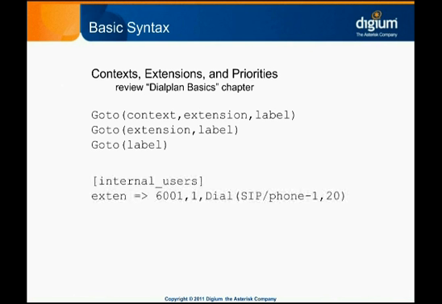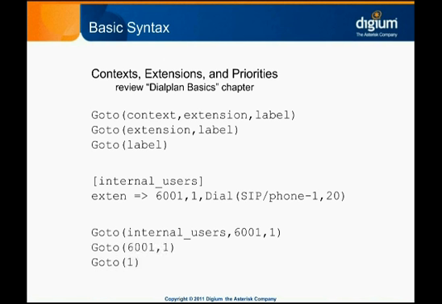Remember, an extension must exist inside of a context, so we can think of the fully qualified name for an extension as extension at context, or 6001@internal_users. Additionally, the priority is the sequence number for lines in an extension, and there will always be at least one. So to identify a specific point in the dial plan, the full path to the context, extension, and priority must be provided. If the context or the extension are omitted, Asterisk will assume the current context and the current extension.